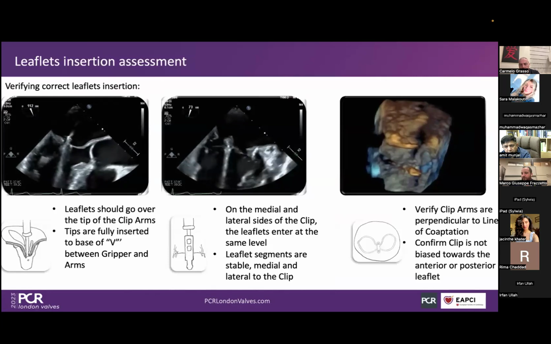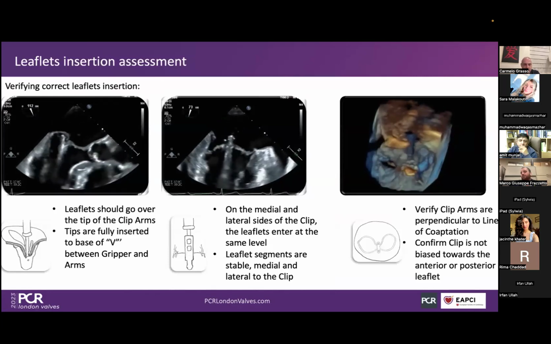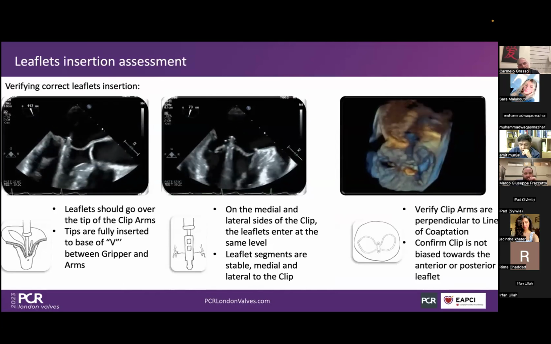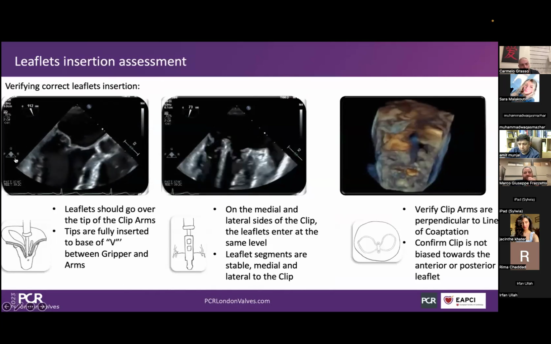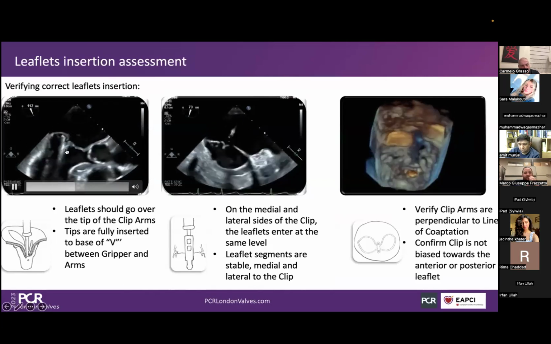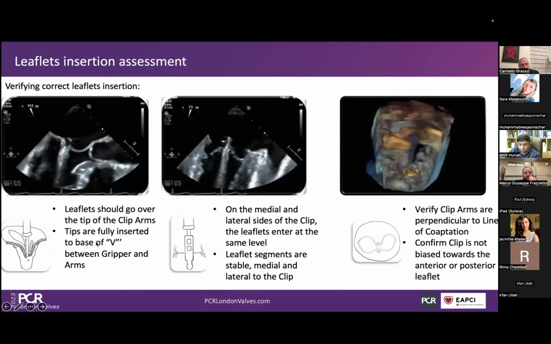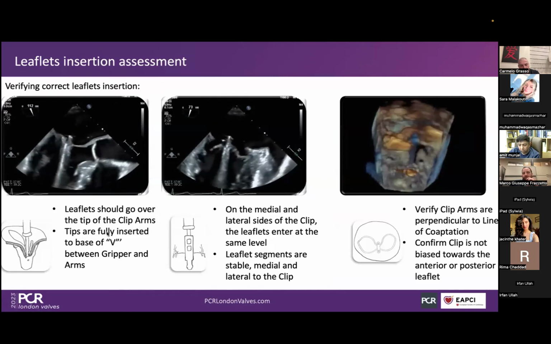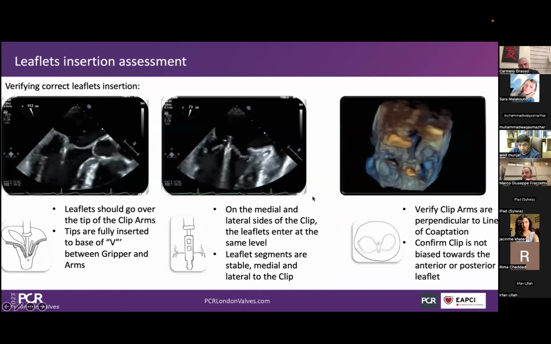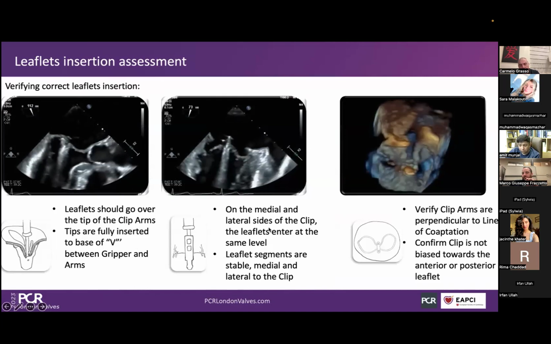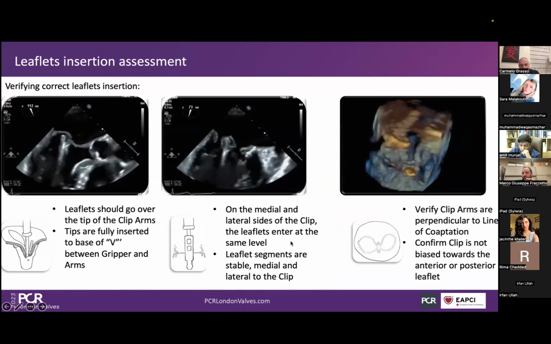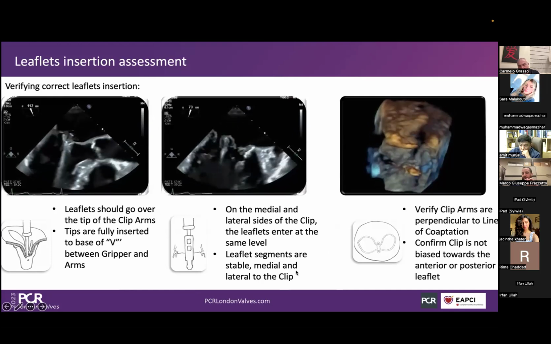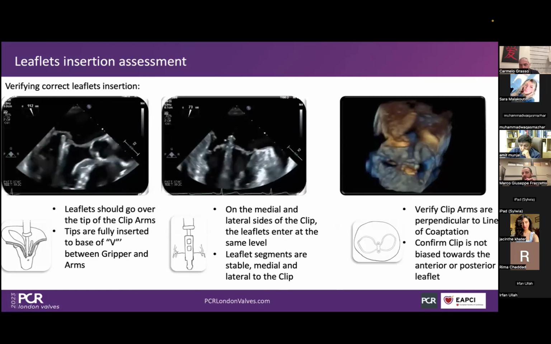So of course, when you do the grasping, then you have to check leaflet insertion. So we have to be sure that leaflets are well inserted, and so that we can release the device. You have to check in LVOT that the leaflets are well inserted. The tips are deep inside the base of the V given by the device. On the 2 chambers view, you have to check that both medial and lateral side of the clip, the leaflets enter at the same level, and the segments are stable both medial and lateral to the clip.